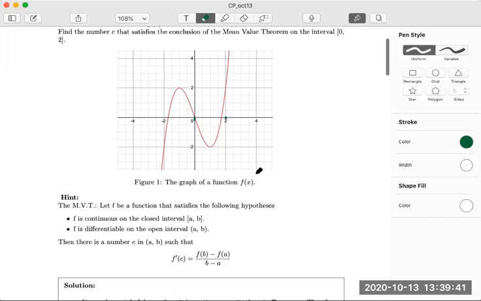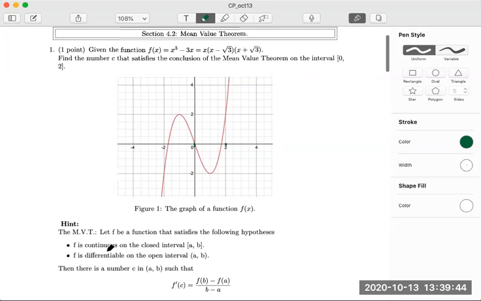The hint, the mean value theorem, is that if f is a function satisfying two conditions. First, it is continuous on the closed interval. In this situation, is it continuous? Yes. Second, it's differentiable on this interval, because this is a polynomial, therefore it is differentiable on this domain.